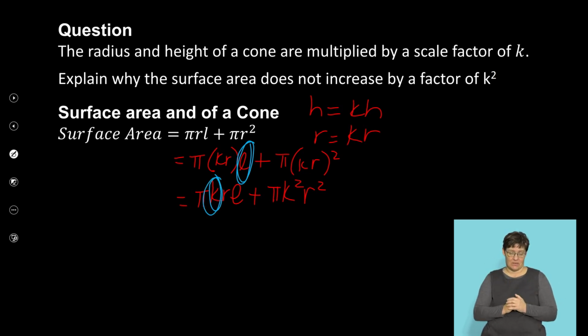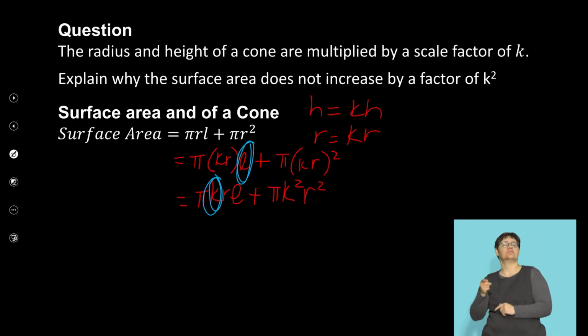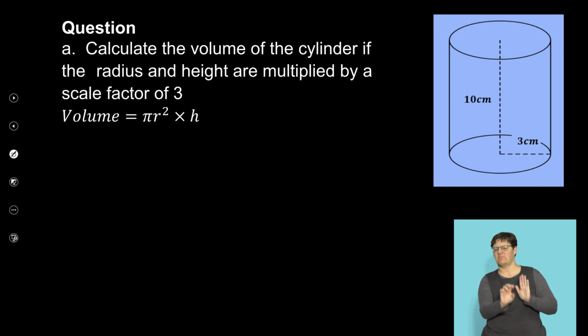So the surface area of a cone cannot be generalized to be k squared times the old surface area equal to the new surface area. So please remember that as an exception. Great, guys, let's go to another example.